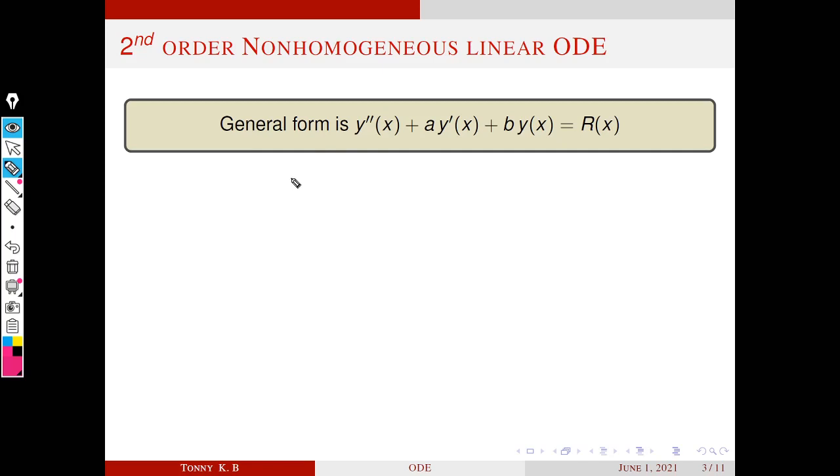Today we consider the second order non-homogeneous linear ODE. This is the general form of a second order non-homogeneous linear ODE with constant coefficients. Here A and B are numbers. Anyway, this is the general form of the ODE: y''(x) + A y'(x) + B y(x) = R(x). A and B are numbers and R(x) is any function of x.